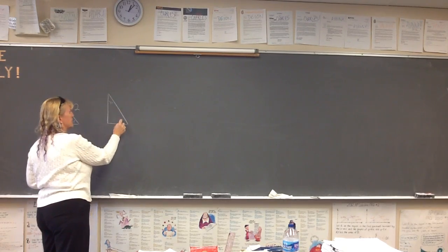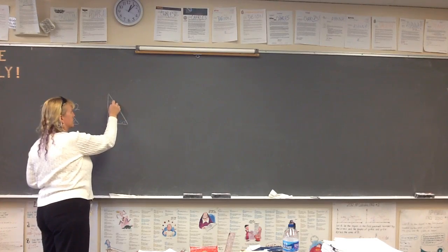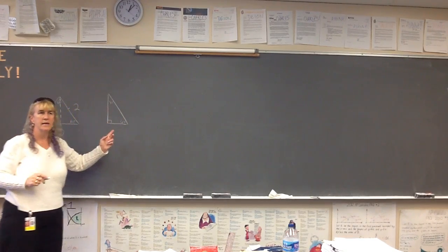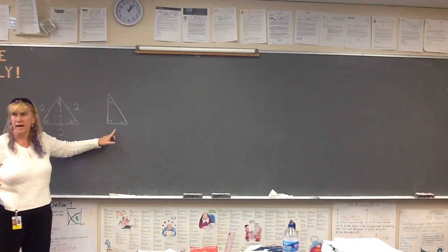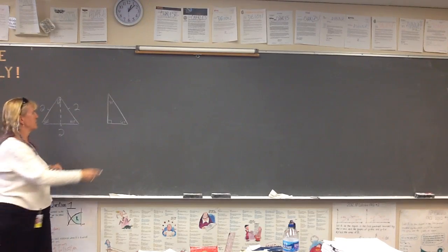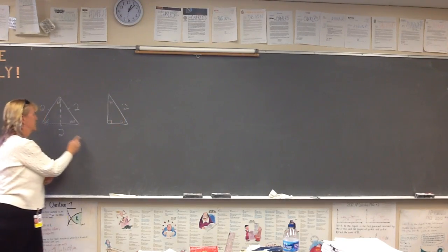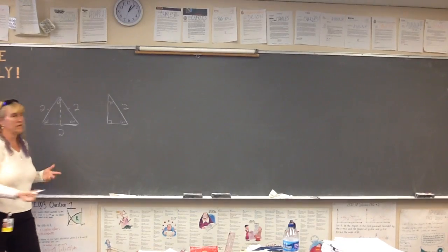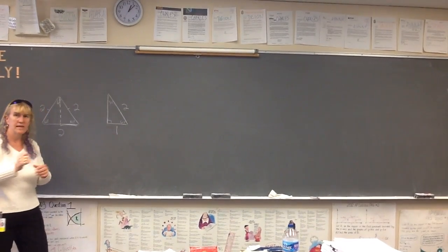So this is 30, this is 60 degrees. That has to be 90, because 30 and 60 make 90. And to get 180, the other one has to be 90 also. Okay. This is a 2 right here. How much is that? It's right there. Has to be a 1. And then I put that quote on the board.